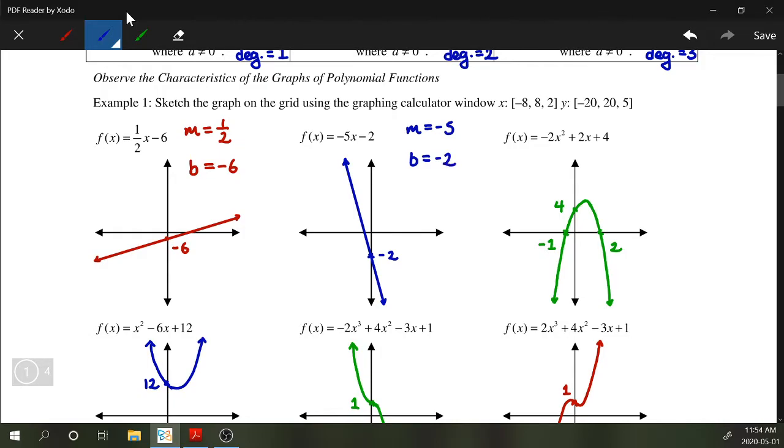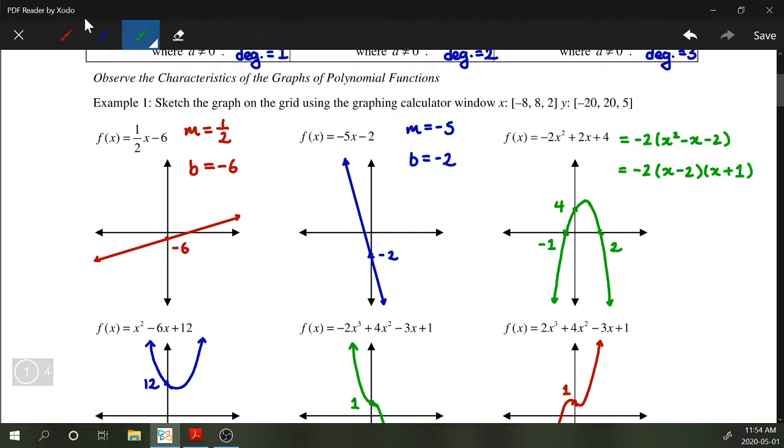Then we have our first quadratic function, f of x equals negative 2x squared plus 2x plus 4. What we can do with this function is factor out negative 2, and then we'll be left with x squared minus x minus 2, which of course you can factor. You get x minus 2 as one of the factors, and then x plus 1 as the other factor.